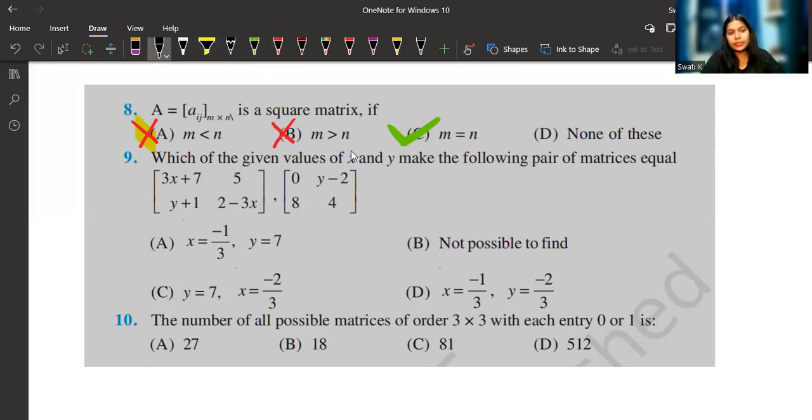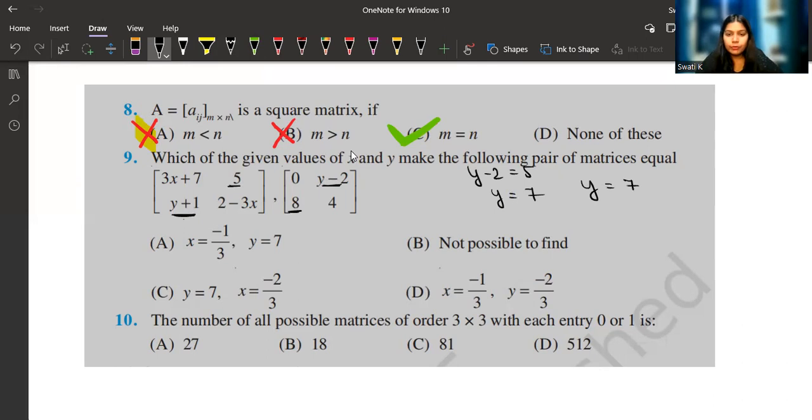Now let's do the ninth question. Which of the given values of x and y make the following pair of matrices equal? This is very simple. You can see that we need to find the values of x and y, right? So you know that if the matrices are equal, their corresponding entries are going to be equal. That means y minus 2 is equal to 5. That means the y value is 7, right? Here also you can check that if you put y plus 1 equals 8, that means y is going to be 8 minus 1, 7 only.